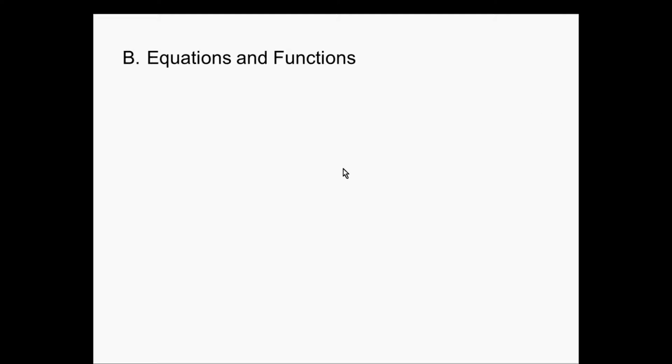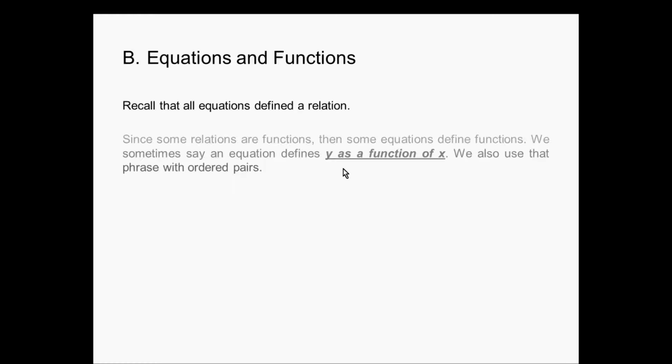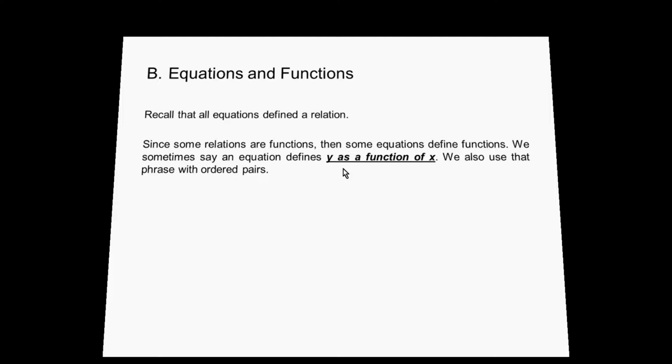Equations and functions. Now, we already know how to do ordered pairs as functions. All of the first coordinates are different. What about equations? Now, recall that all equations define a relation, all of them. Since some relations are functions, then some equations define functions. Remember, some of the relations are functions. All of the equations are relations. So we sometimes say an equation defines y as a function of x. Okay, we also use that phrase with ordered pairs. So y is a function of x, y is a function, or just the word function, they're all the same.